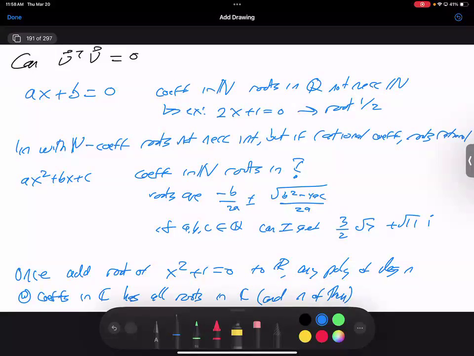And that includes multiplicity. So this is amazing that once we add in the solution to x squared plus 1 equals 0, we don't need to add anything else to solve cubics or quartics or quintics. That's it.